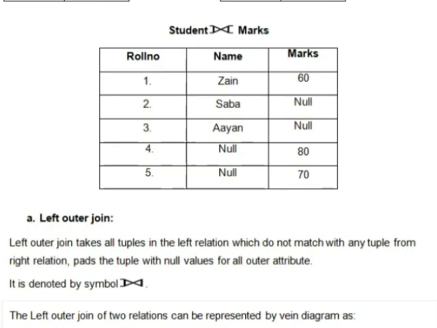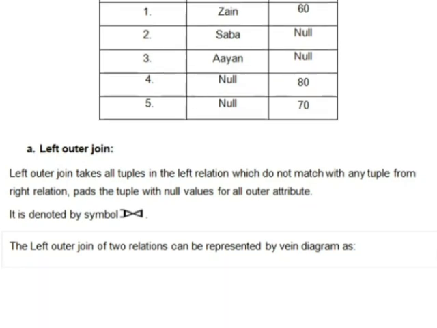Now next is a left outer join. The left outer join takes all the tuples in the left relation. As we know, we have two relations. One is present at the left side, another is present at the right side of the operator. So if I am saying left relation, it means the left operand present to the operator.